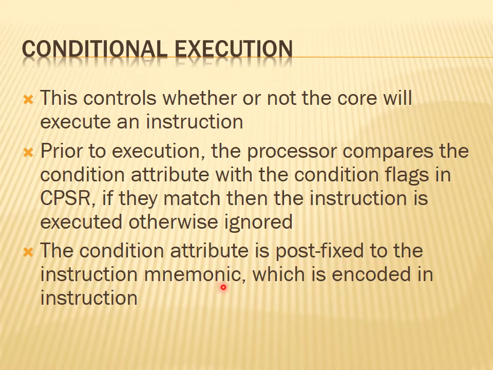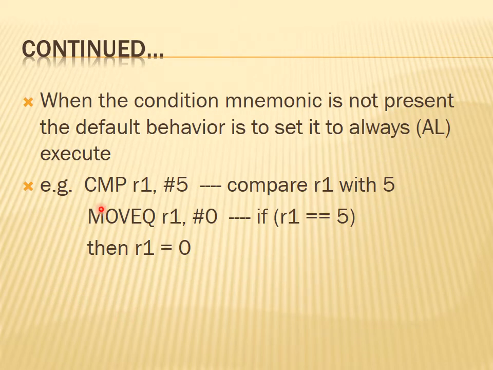The condition attribute is postfixed to the instruction mnemonic, which is encoded in the instruction. We'll see one example. If the condition mnemonic is not present in the instruction, the default behavior is to set it to AL, always execute. Okay, always execute.